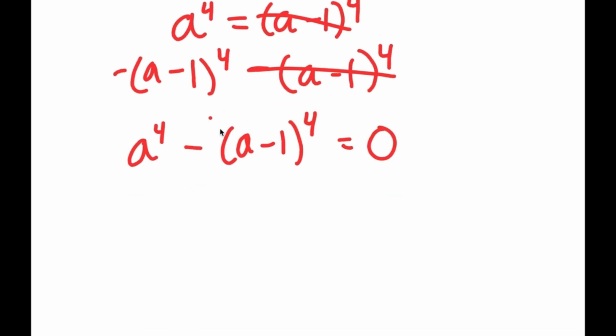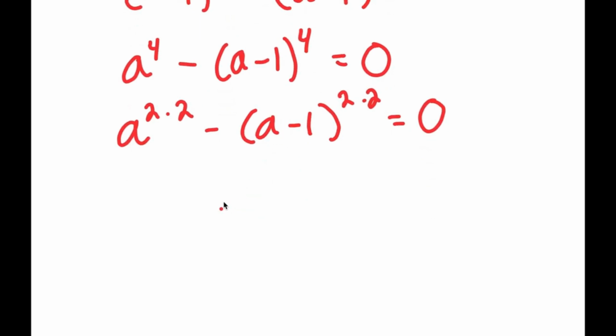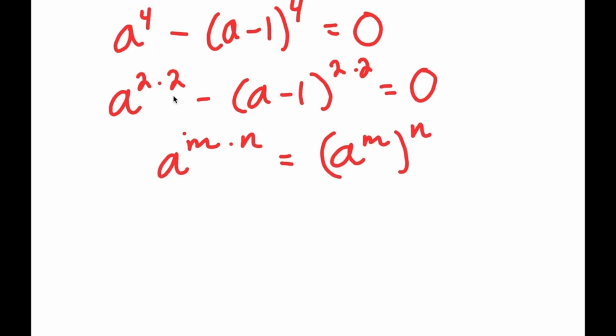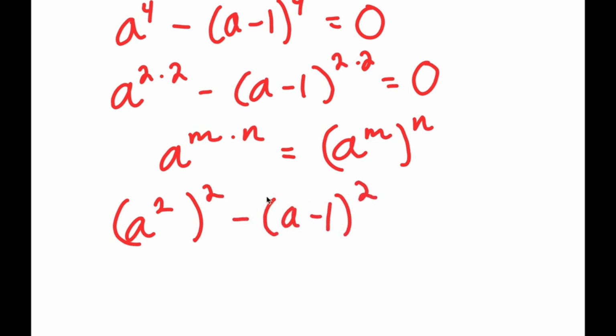Now, from here, I'm going to rewrite a to the power of 4 as a to the power of 2 times 2. And I'm going to rewrite (a minus 1) to the power of 4 as (a minus 1) to the power of 2 times 2. The reason I did this is because if I have something in the form a to the power of m times n, this is equal to a to the power of m, to the power of n. So a to the power of 2 times 2, I can rewrite as (a to the power of 2) to the power of 2. And (a minus 1) to the power of 2 times 2, I can do the same thing. I can rewrite this as ((a minus 1) to the power of 2) to the power of 2, and this is equal to 0.